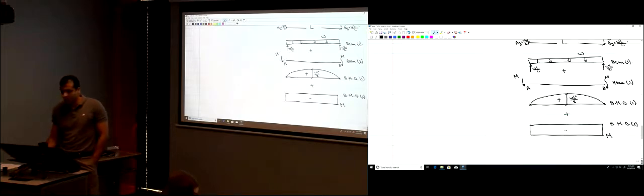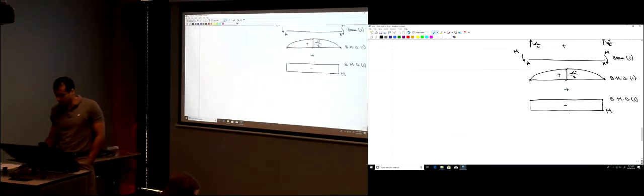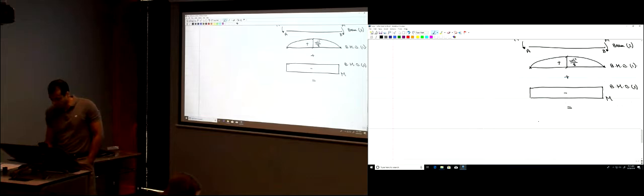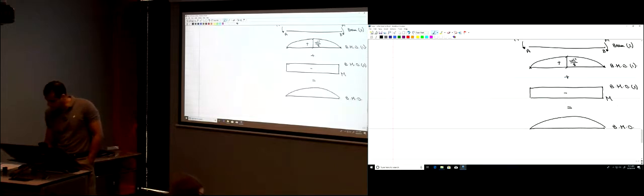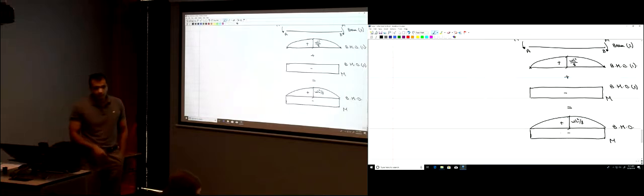So you sum those up to find the bending moment diagram for the entire beam. So the total bending moment diagram, you have the curve here, a parabola with WL squared divided by 8, that's positive, and you have the moment here, M, which is negative. Okay?